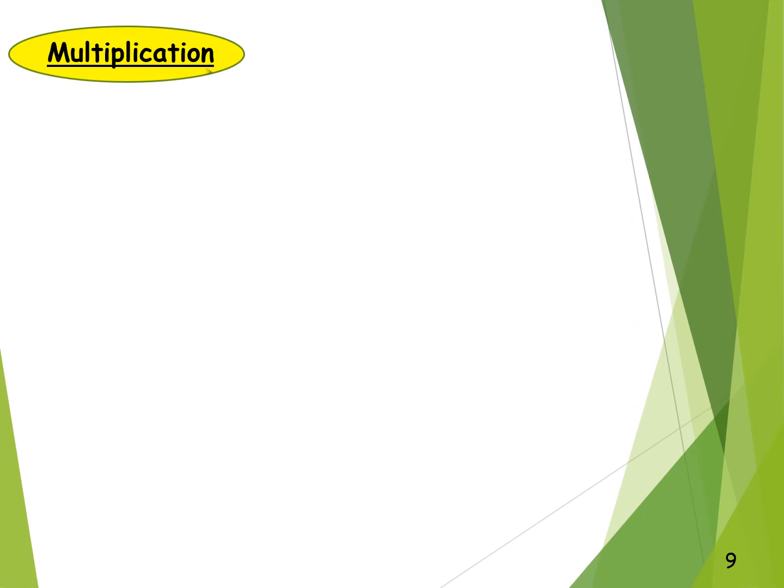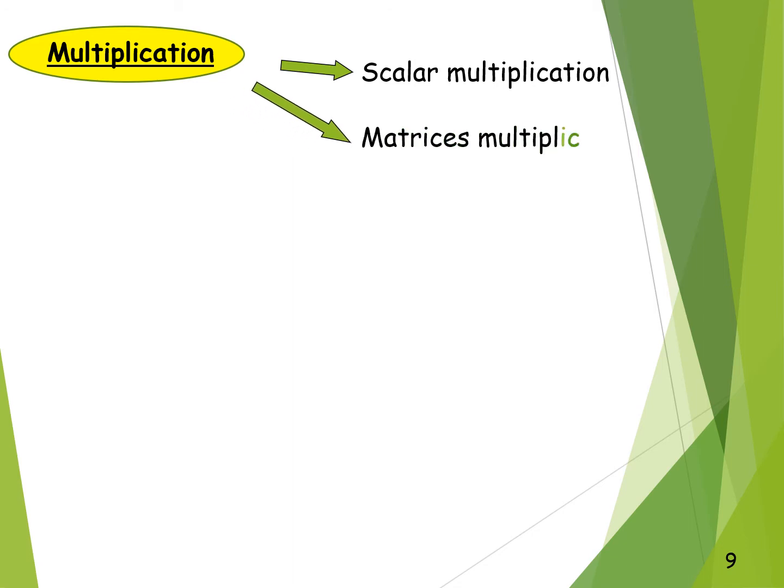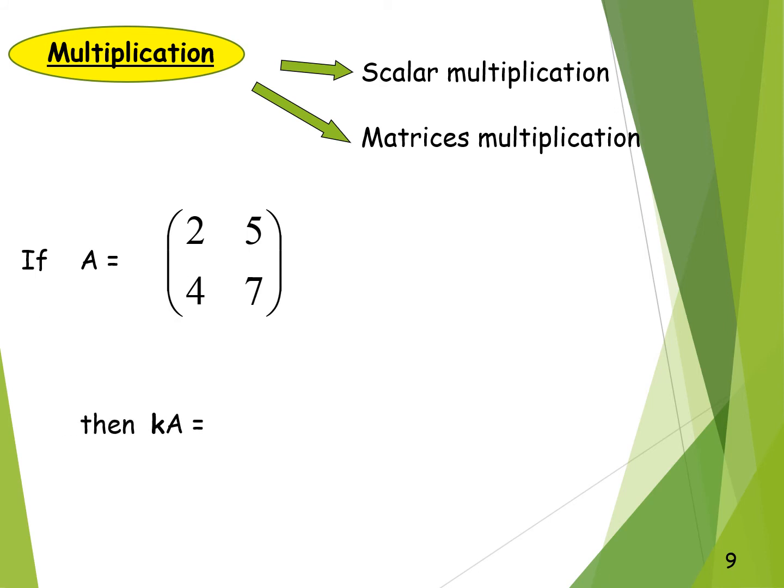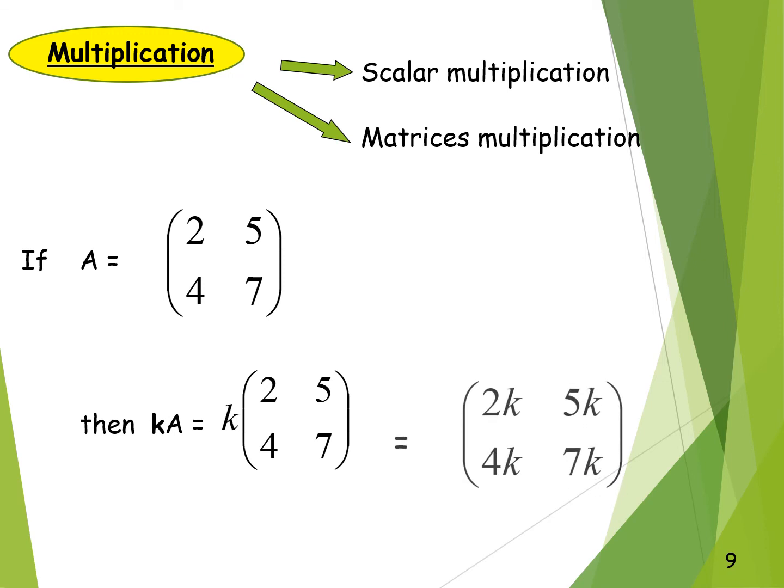Multiplication. There are two types of multiplication: matrix multiplication with a scalar and matrix multiplication with conformable matrices. If A equals 2, 5, 4, 7, then k times A is equal to k times 2, 5, 4, 7, and this is equal to 2k, 5k, 4k, 7k.